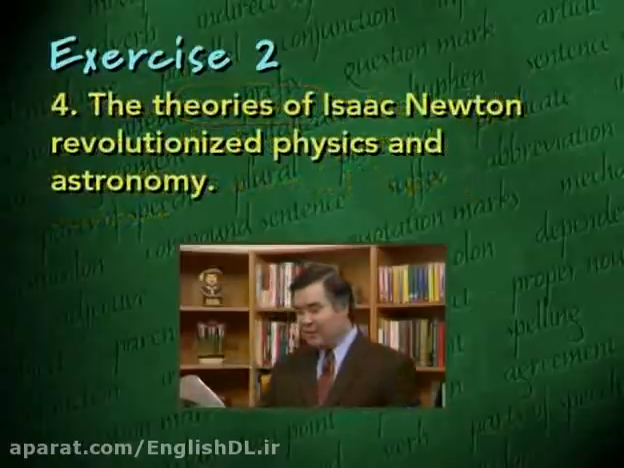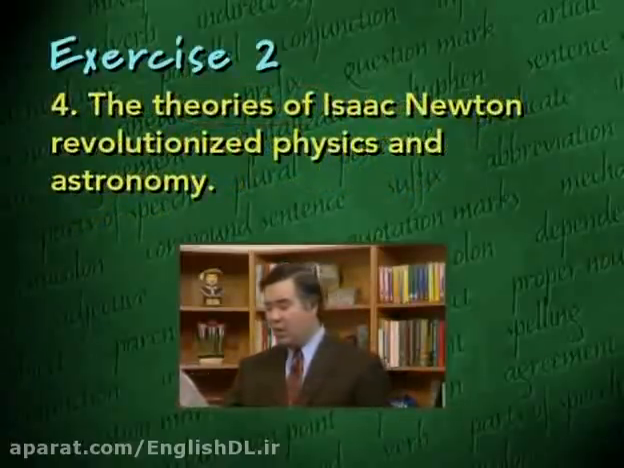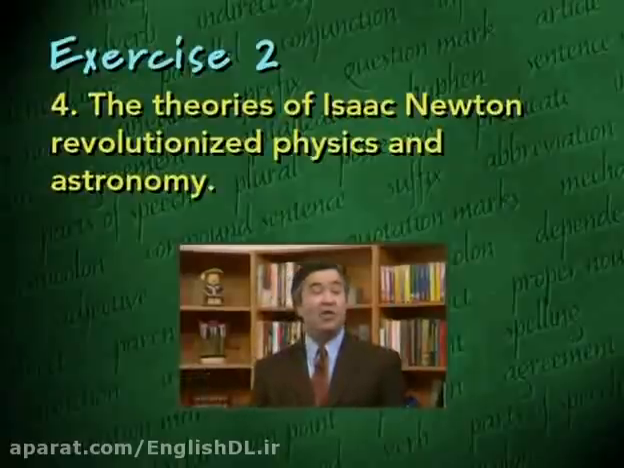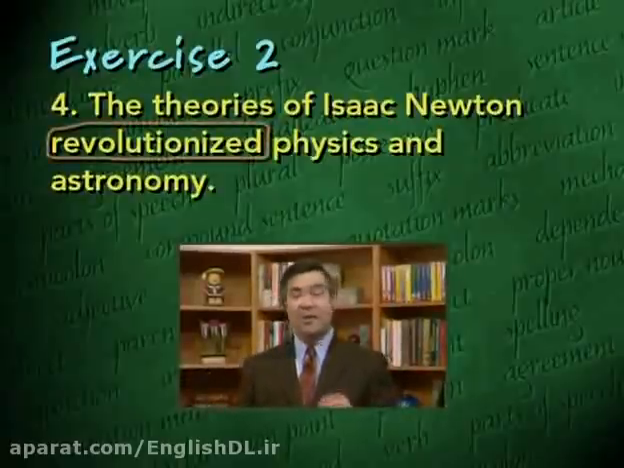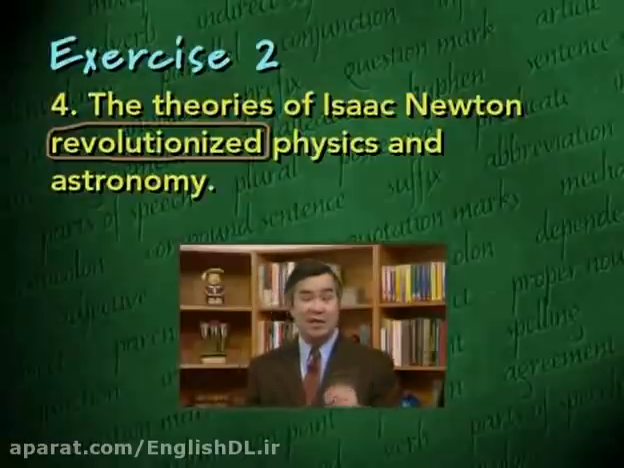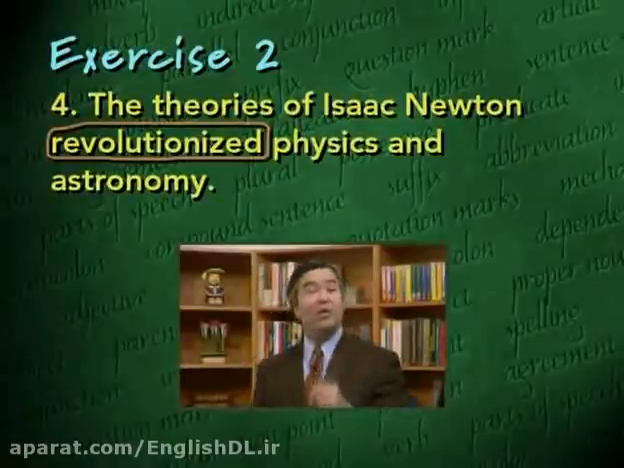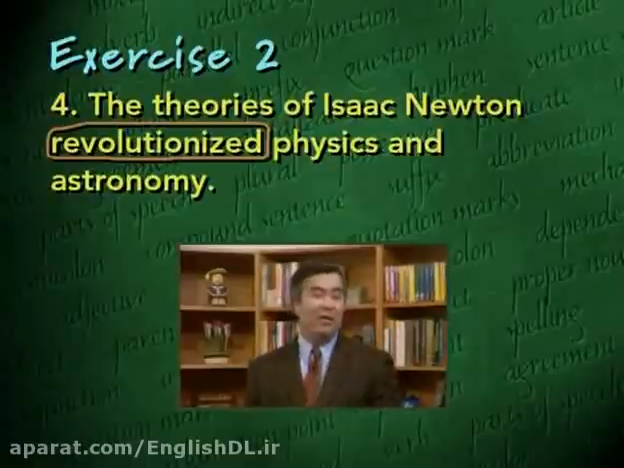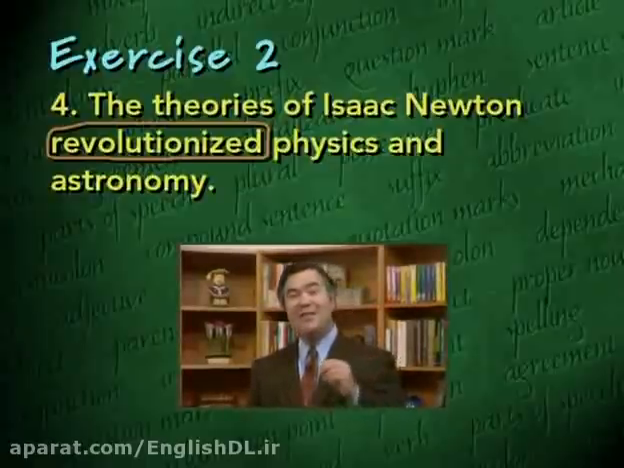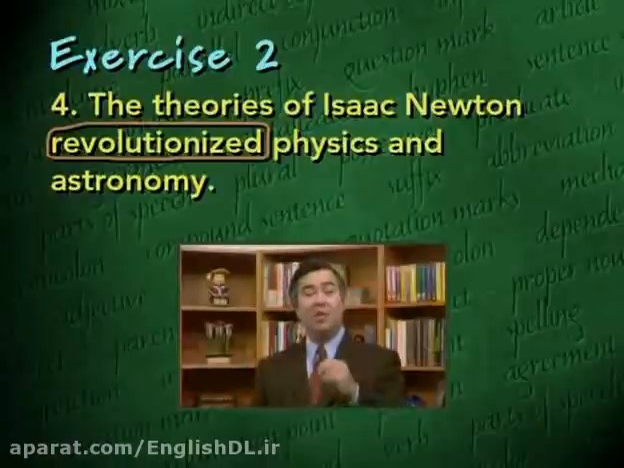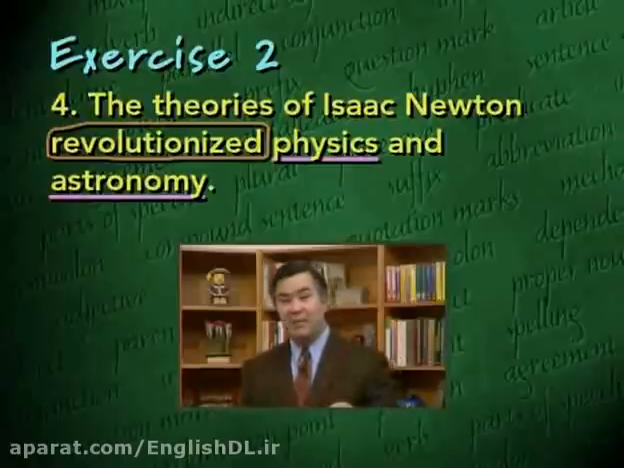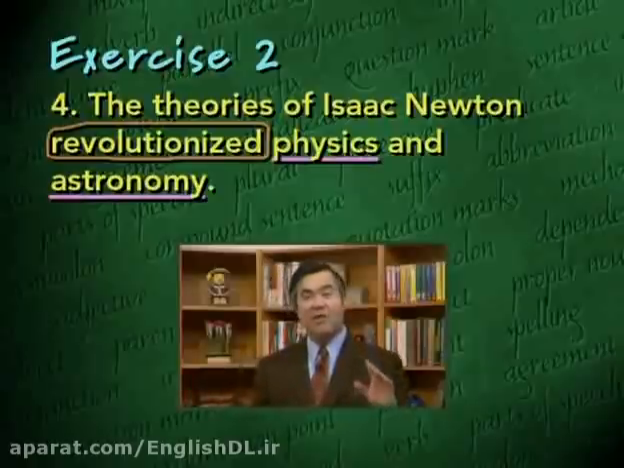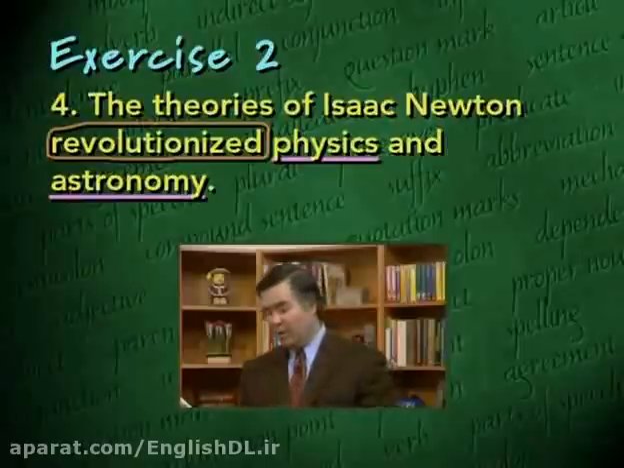Next example. The theories of Isaac Newton revolutionized physics and astronomy. The verb here is revolutionized. What's the subject? The subject is theories. It was the theories that revolutionized. And what did they revolutionize? That is, what receives the action of the verb revolutionized? Well, in this case, there are 2 things that were revolutionized, physics and astronomy.